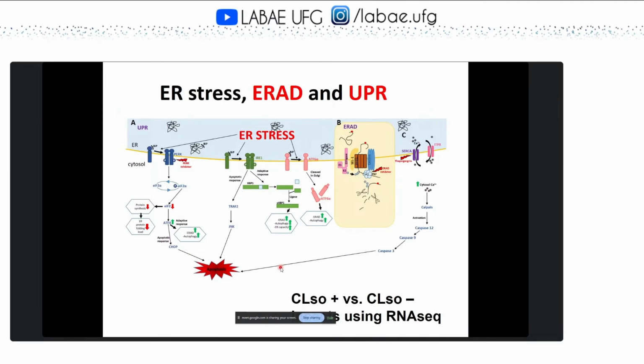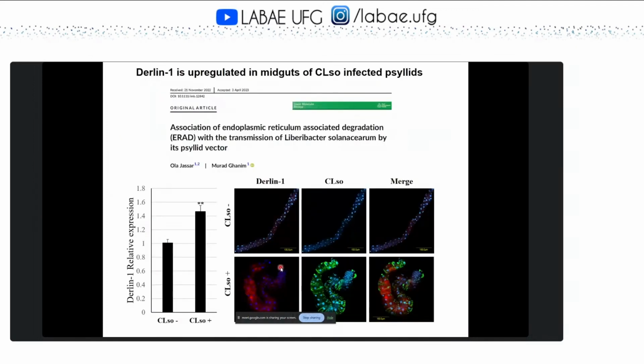This is just an example. I won't really spend time explaining, but this is darling, this protein from the ERAD, the ER-associated degradation. And you can see that when the psyllid is infected with the Liberibacter, this protein is induced. So this is the localization of the bacteria. This is the localization of the protein. So those approaches can also be used.